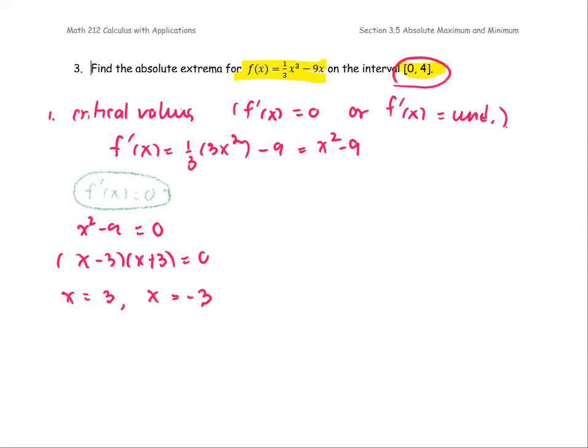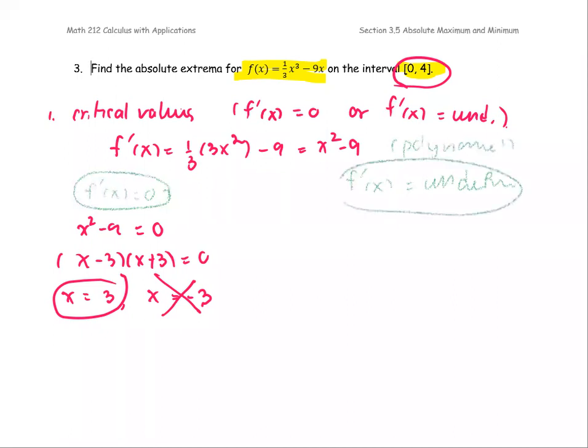We consider within the interval 0, 4. 3 is within 0, 4, but negative 3 is not. So we just disregard x equals negative 3. We have one critical number so far. And then for the next case, the critical number where f prime is undefined. In our case, f prime is a polynomial, so the case of undefined will not be available, or we do not have to consider that case. So step 1 is done.